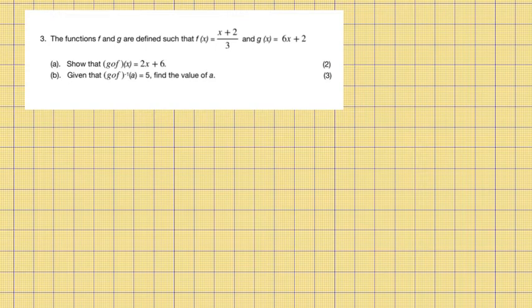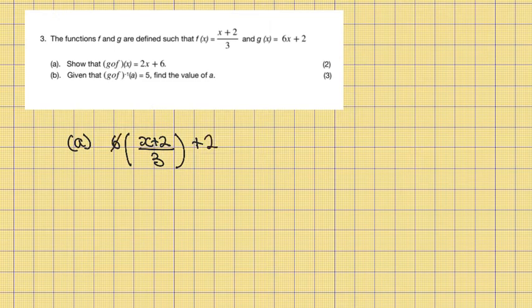and g of x equals 6x plus 2. Show that g of f of x equals 2x plus 6. You need to take the function f, and wherever you see x in g, substitute f of x. So therefore, we get 6 lots of x plus 2 over 3 plus 2.